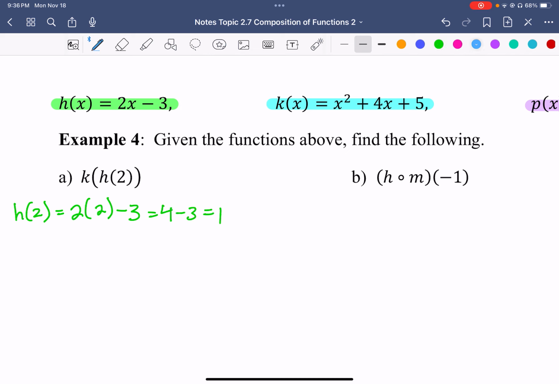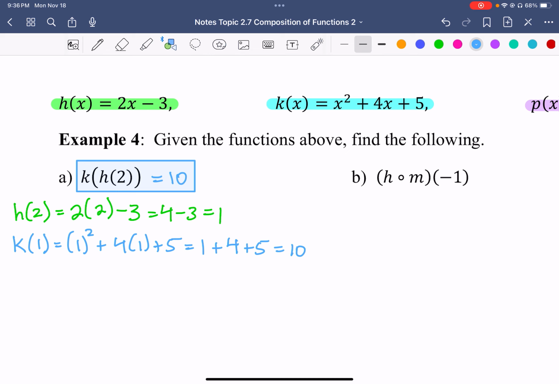Now I need to plug it into k. So we're going to do k of 1, which is 1 squared plus 4 times 1 plus 5. 1 squared is 1, 4 times 1 is 4, plus 5 equals 10. So k of h of 2 is 10.